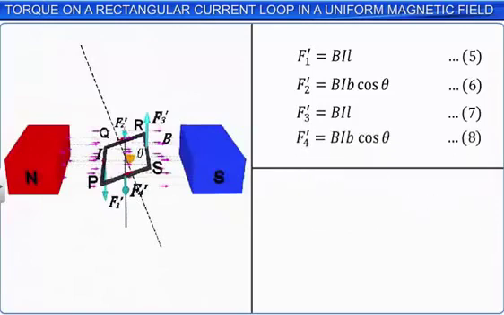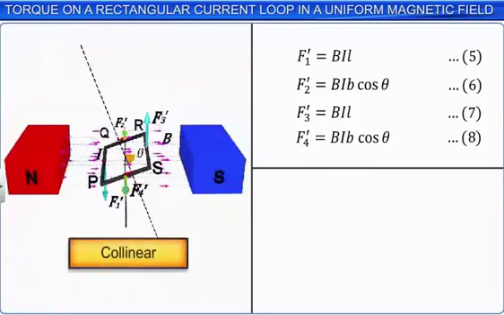We observe that the forces F2' and F4', which are equal in magnitude, act along the same line, that is, along the axis of rotation. Hence, they are collinear. But they are unlike as they act in directions opposite to each other. Hence, these two forces cancel each other and their resultant is zero. Thus, these two forces do not constitute torque.